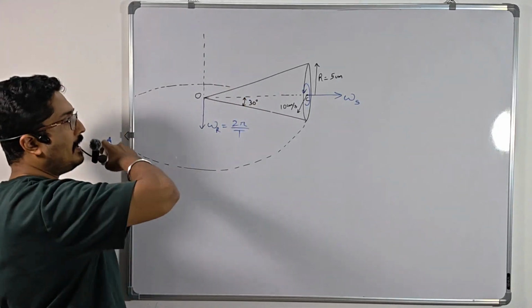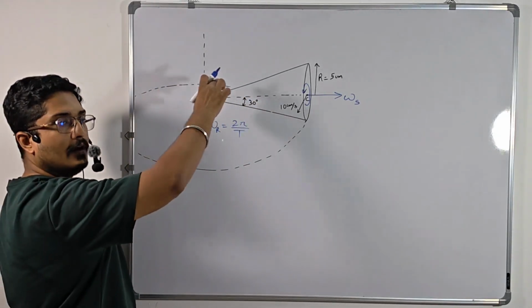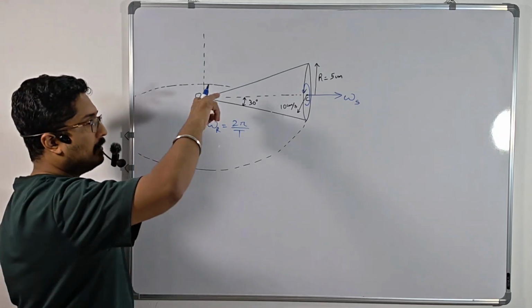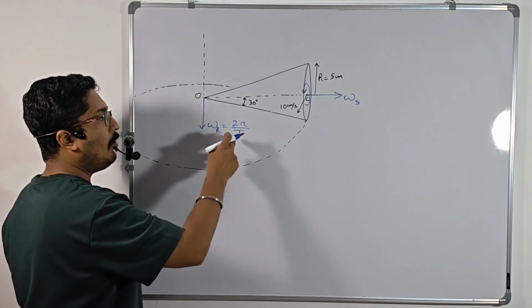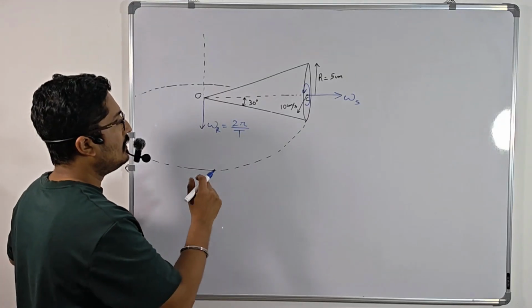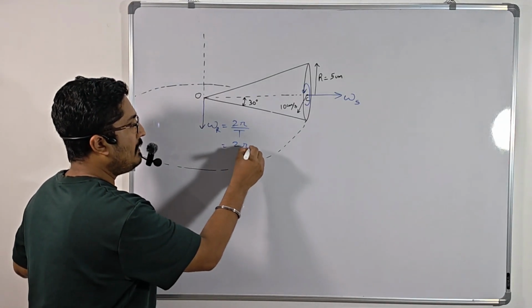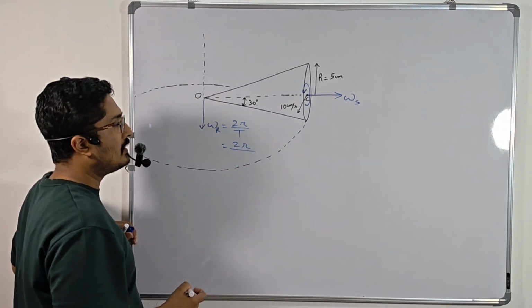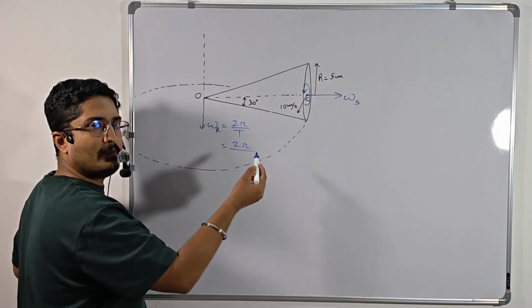2 pi is the total angle, the radians covered in one circle by this cone, and in how much time it is doing that is the time. Now it's very easy to find the T here. We can say that 2 pi divided by T is nothing but, we can say, the time period.